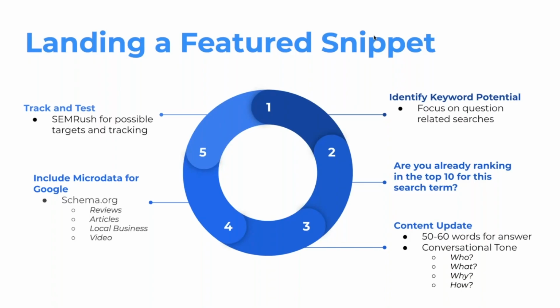So this wheel, and what I'm trying to illustrate here is, if you're a small business, landing a featured snippet, just because you've landed it doesn't mean that you're going to keep it forever. You need to make sure that you're tracking. You need to make sure that you're testing.